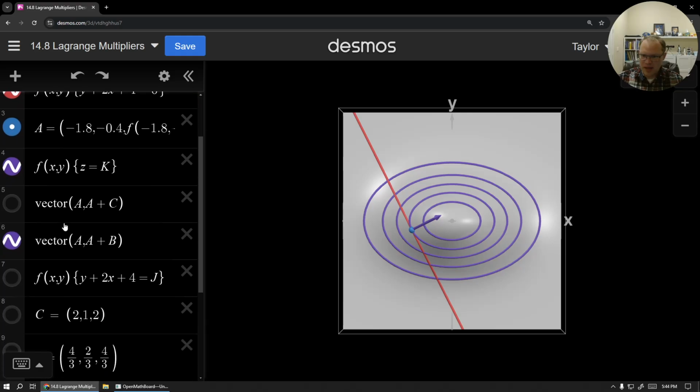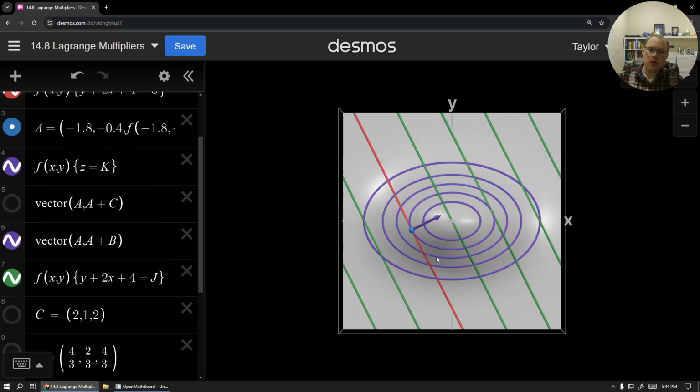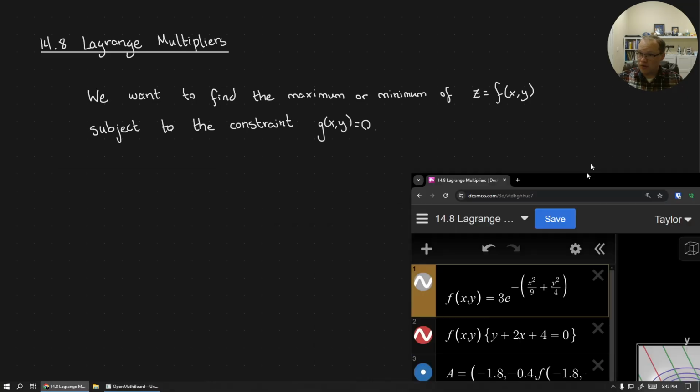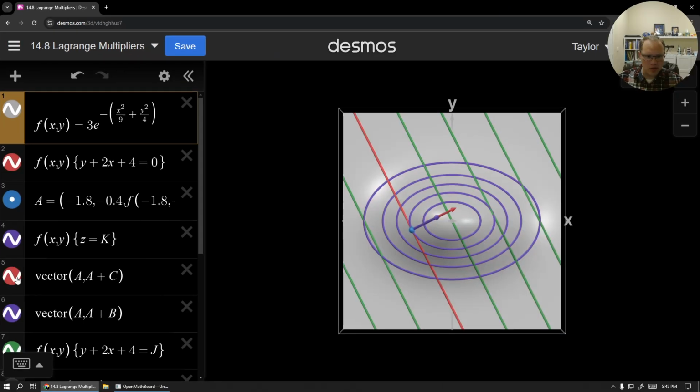So if we think about that here, we can think about all these level curves, and we're only interested in one of them. But because the constraint equation is itself a level curve, we know that gradients are orthogonal to level curves. So I can take the gradient of that function g, and it should be pointing orthogonal to our level curve. Should be pointing orthogonal to the constraint equation.